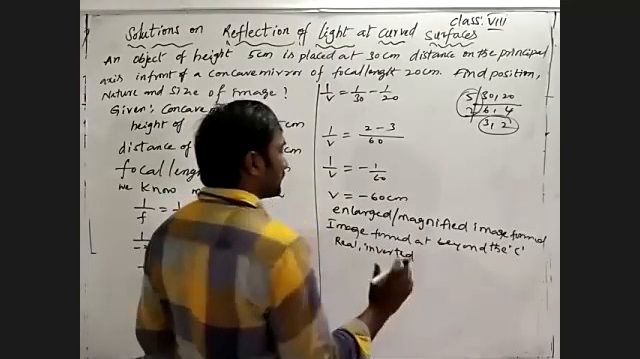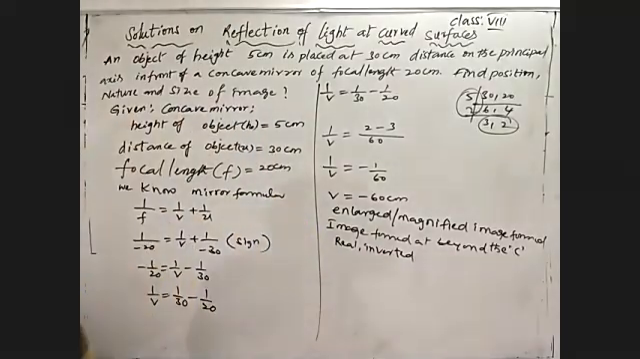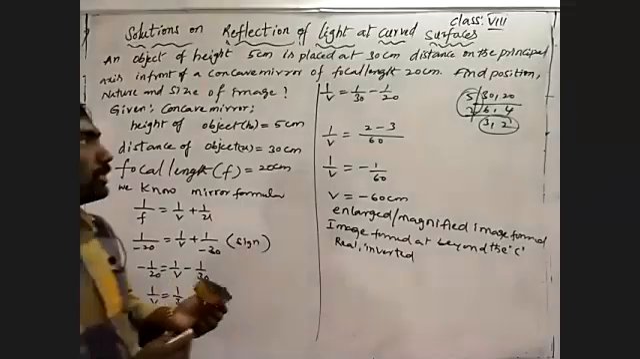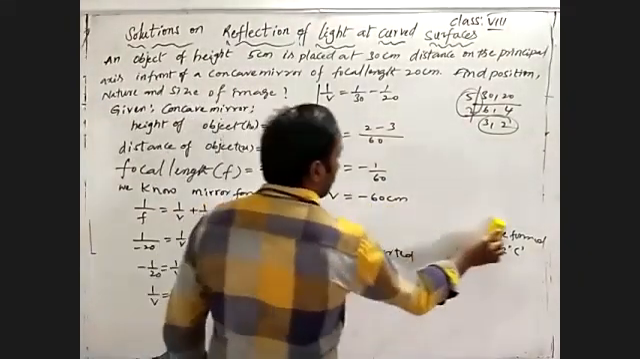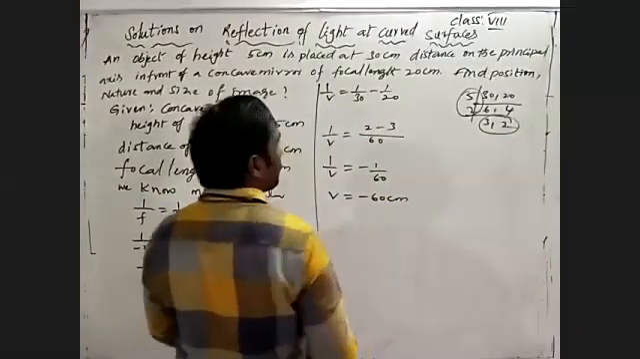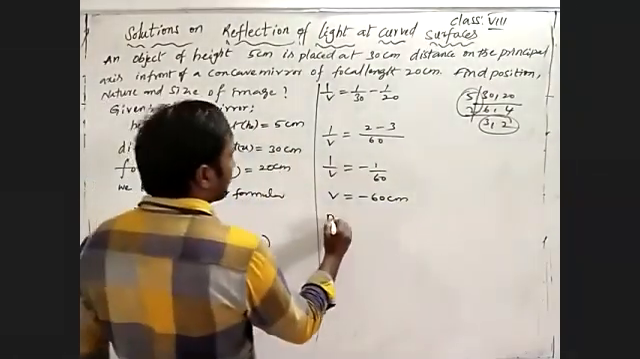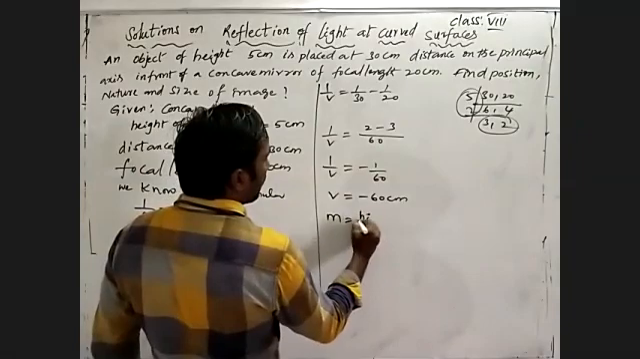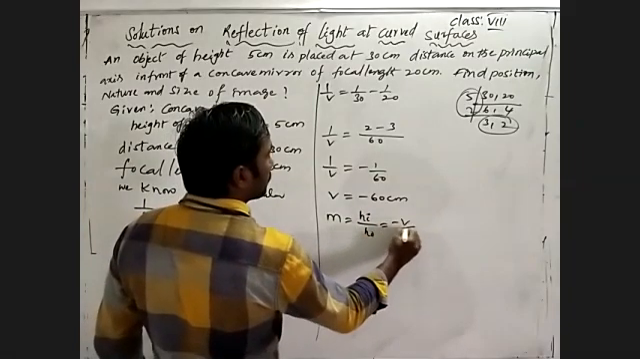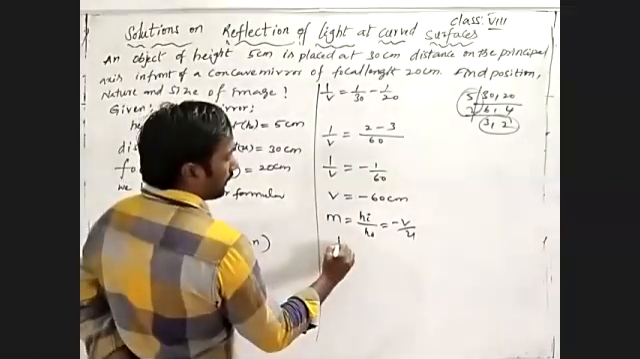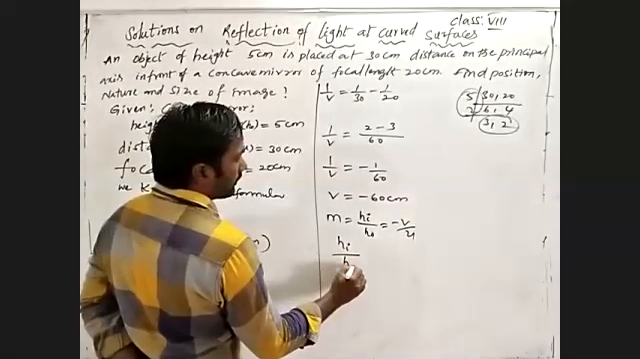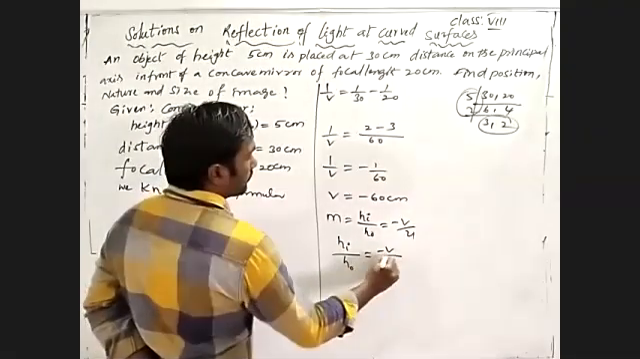Because we can get it on a screen only. Understand? Coming to the size of the image, magnification is equal to Hi by H naught is equal to minus v by u. Hi is the size of the image.